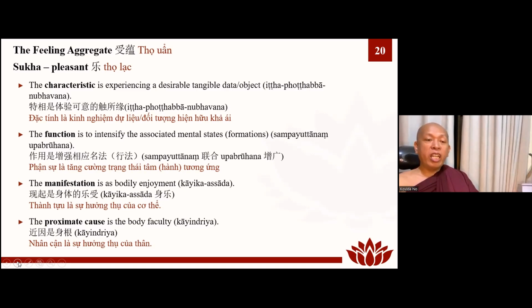You know, already intensifying, right? So yami samyuthanam upa vyuhana. It will make it better, right? The manifestation is the bodily enjoyment. Then the primary cause is the body faculty, kayendriya.